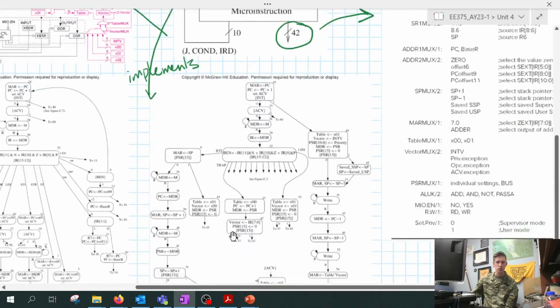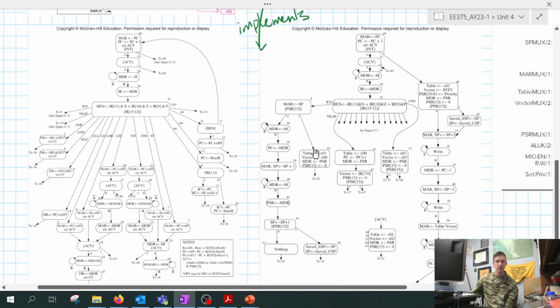And that control store is effectively implementing these 2 state diagrams. The one on the left was the basic one that implements our simple set of instructions, and the one on the right implements the ability to execute the trap instruction and the return from interrupt instruction, as well as handle interrupts and our 3 different types of exceptions.